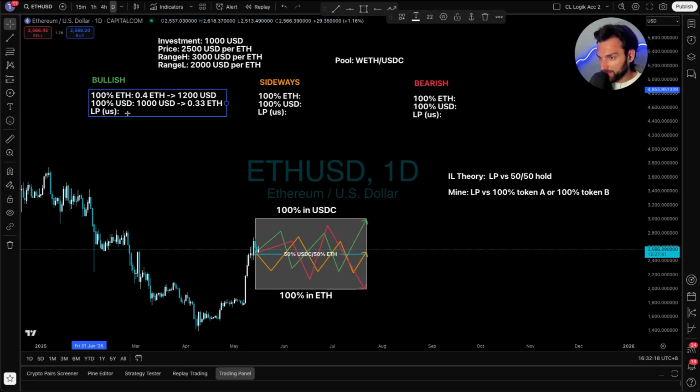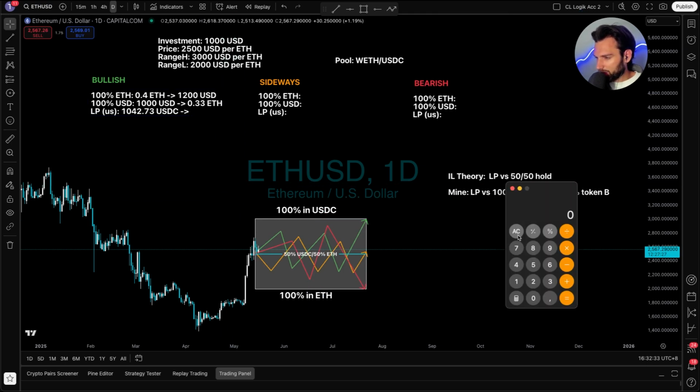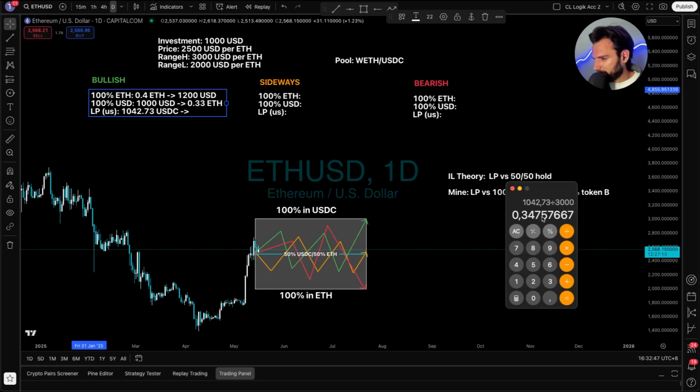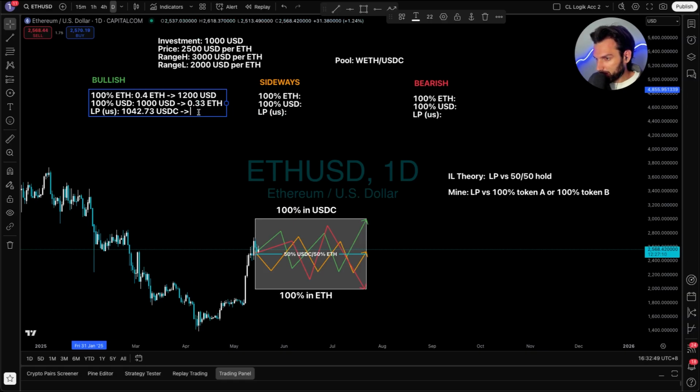So our pool value consists of 1,042.73 USDC, right? And how much ETH can we buy with that? At the top side, it's calculated. So we have 1,042.73, right? For $3,000 per ETH, we can buy 0.347. So it's 0.347 ETH.